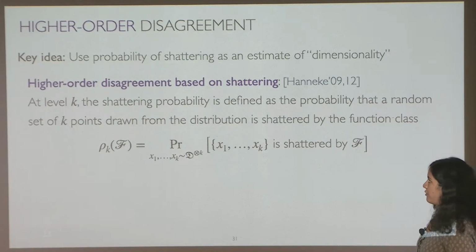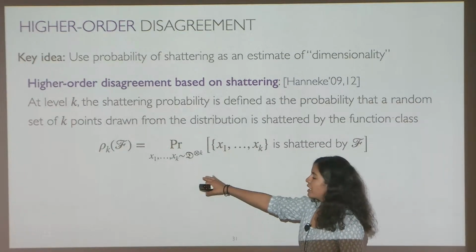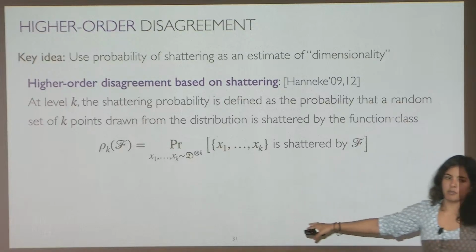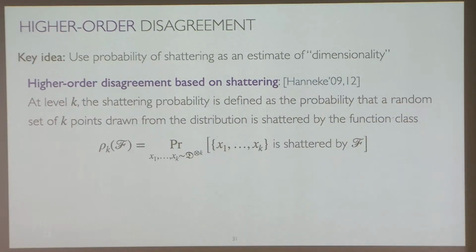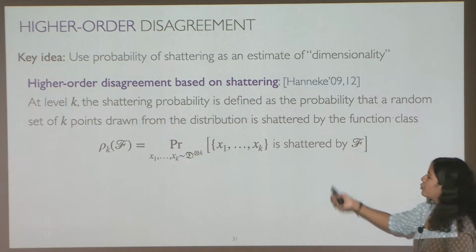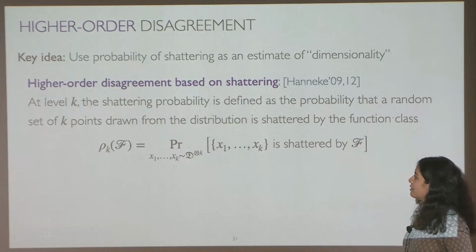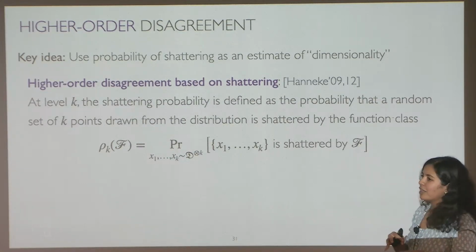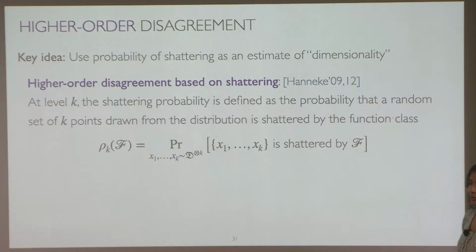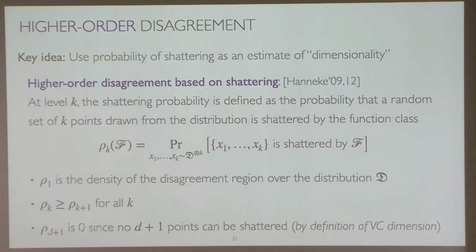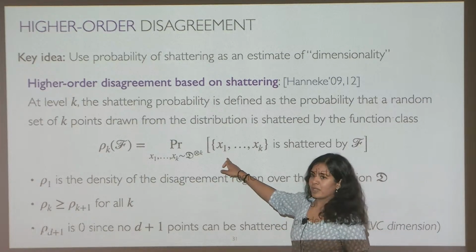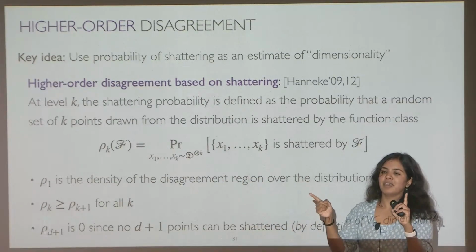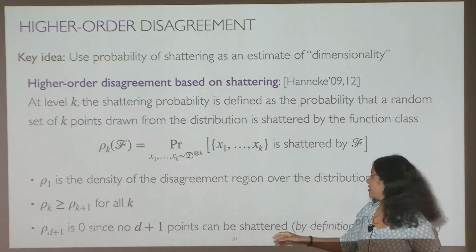So you can define this level k. At any level k, you can define this shattering probability with respect to a distribution: you sample k random points from that distribution and see if the function class shatters them or not. So it's estimating, for that distribution of points, how complicated that function class is. If your shattering probability is really high, that means that on this distribution, all these points could have been labeled any way. So you need to get label information to actually understand what's going on. And you can think of rho 1: if you just picked one point, it can be shattered, meaning there are two functions that can give different labels to that point. So that's just the disagreement region.